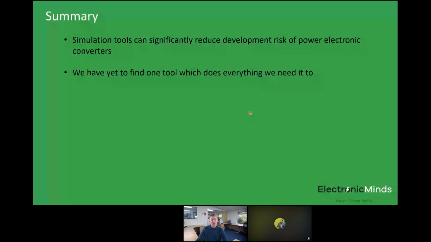We haven't yet found any one tool that does everything that we need it to do. Certain tools are focused in certain areas for doing certain things very well. I don't know of one that does everything in the way we'd want it to do. So we end up running multiple tools.